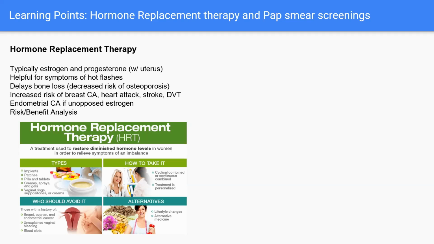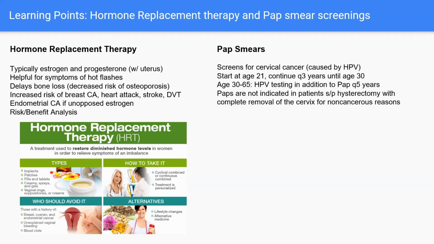So really with patients, it's just like a risk benefit analysis, right? If a patient has a history, just had a heart attack, obviously you don't want to put them on this. But if they're having very severe symptoms, maybe their family member has had osteoporosis, it might be an okay thing to try. Okay, and then pap smears.